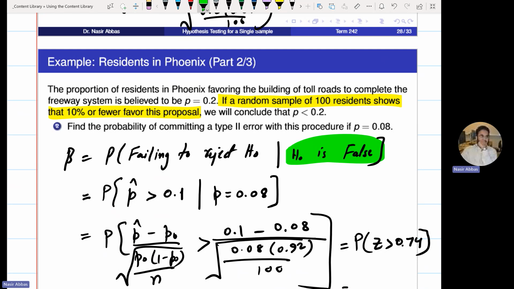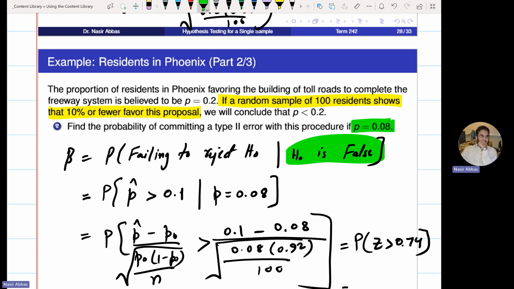H1 says that P is less than 20%. Then for computation, they will give you a specific value of P which is less than 20%. And in this question, that specific value given to us is 8%. We cannot solve a question general for any value of P less than 20%. It has to be specific.